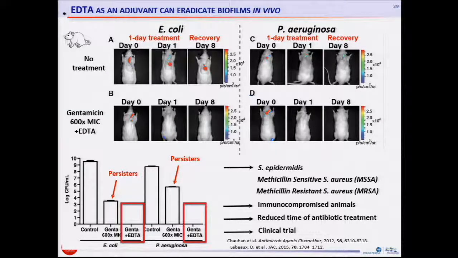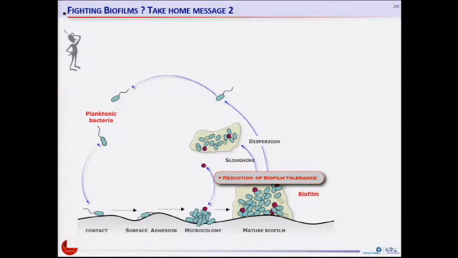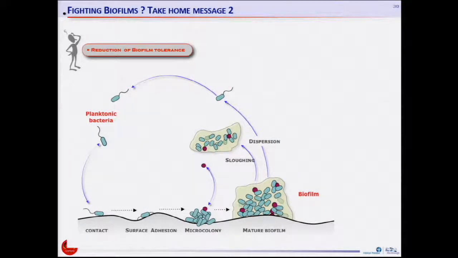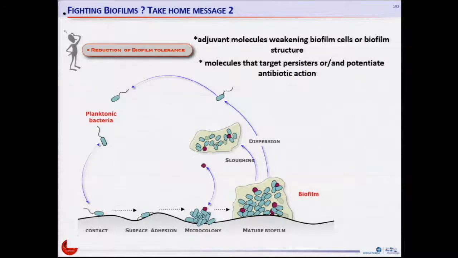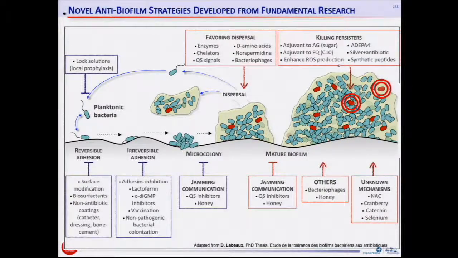Okay, so take-home message number 2 would be that you can reduce biofilm tolerance by using molecules that are weakening the biofilm cells or the biofilm structure. And as I told you, there are also a lot of molecules that have been developed that target persisters or potentiate the antibiotic action. So this is where we are today regarding strategies to fight biofilm infection in humans.